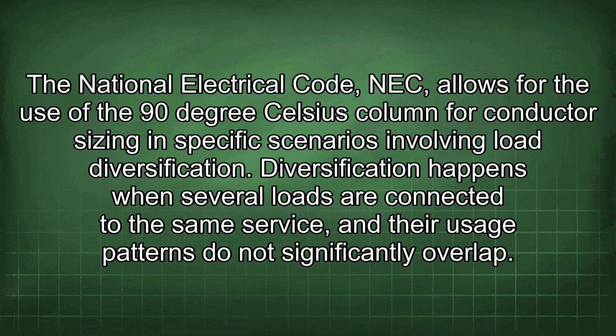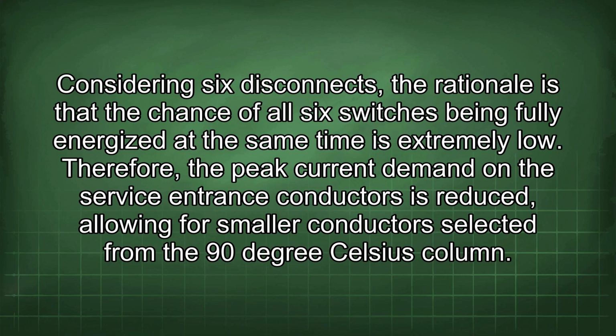The National Electrical Code (NEC) allows for the use of the 90°C column for conductor sizing in specific scenarios involving load diversification. Diversification happens when several loads are connected to the same service, and their usage patterns do not significantly overlap. Considering 6 disconnects, the rationale is that the chance of all 6 switches being fully energized at the same time is extremely low. Therefore, the peak current demand on the service entrance conductors is reduced, allowing for smaller conductors selected from the 90°C column.